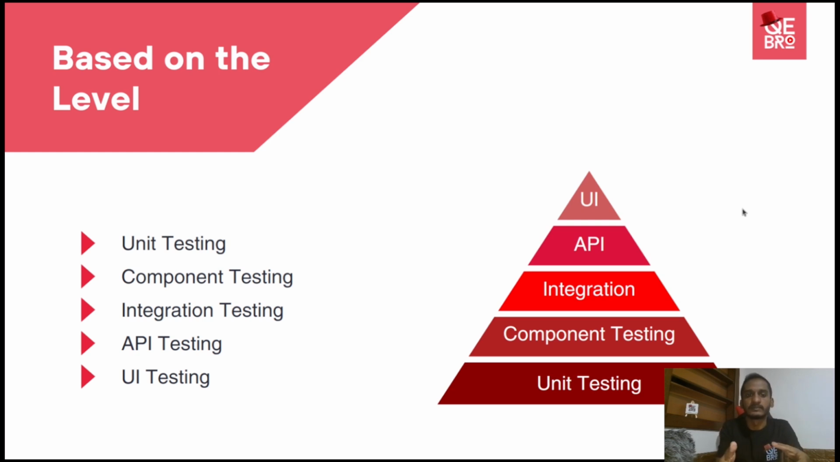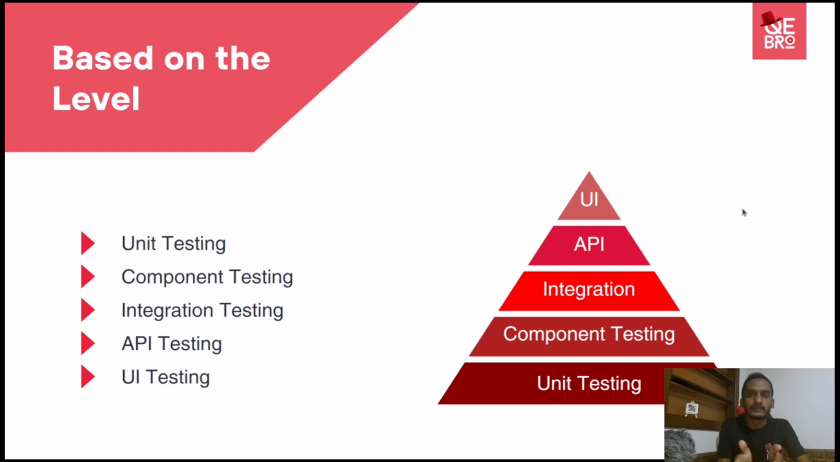So now I hope it's clear. If we take these small building blocks as the units, we connect multiple units and build a component. Then multiple components are integrated to build the whole. So that's how the categorization works based on the level.